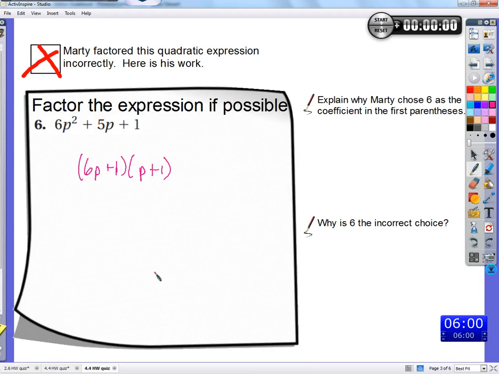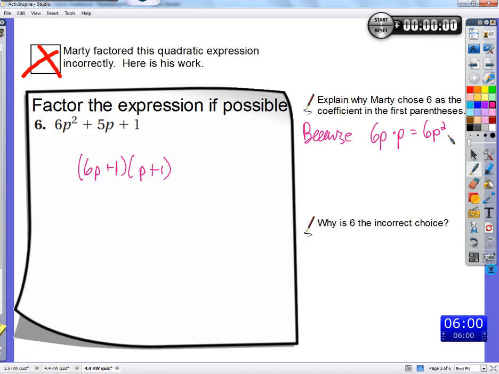Anything led him to put that 6 right there? Why is that 6 there? Go with one of the P's? Well, I think you're right, but not quite. Because when you distribute, it's going to be 6P squared. Okay, good. So because when you distribute, right, what you get is 6P times P equals 6P squared.